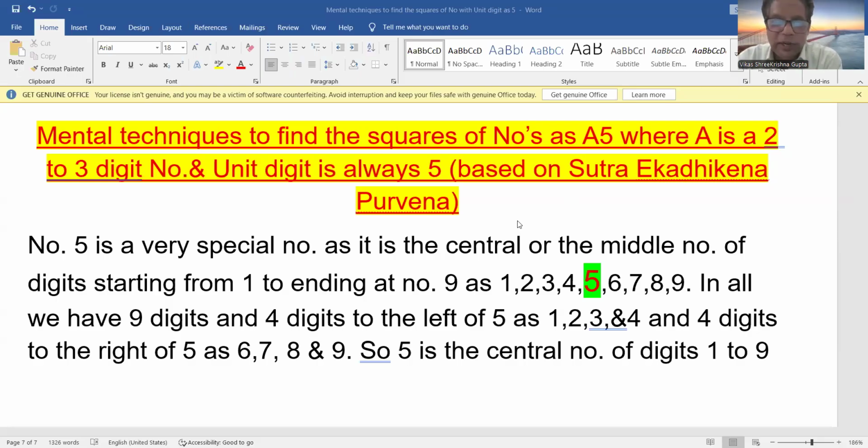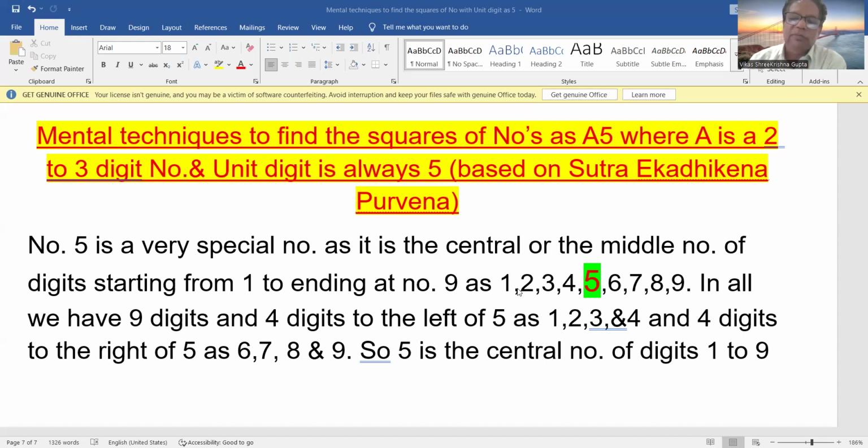Now, before going to the depth of this technique, I want to make some words about the number 5. The number 5 is a very, very special number, as it is a central number or the middle number of the digits, which is starting from 1 to 9. You see, before 5, there are 4 numbers, 1, 2, 3, 4. After 5, there are 4 numbers, 6, 7, 8, 9. So the number 5 is the number of balance, is the number of stability. And it is also the average of all the numbers from 1 to 9.